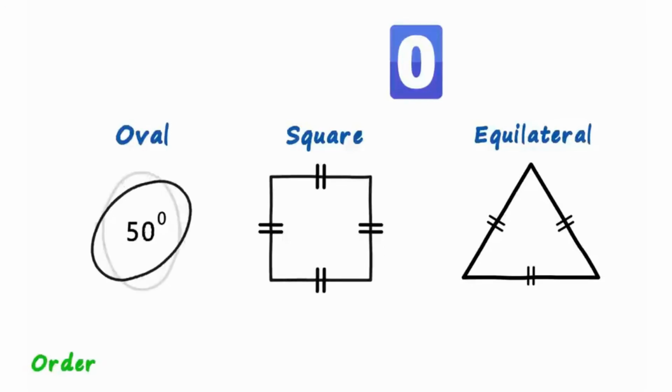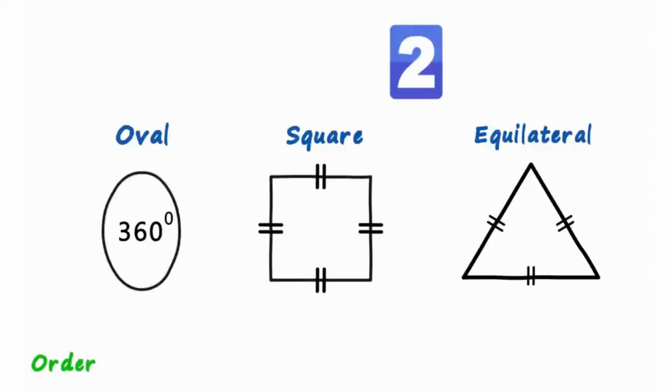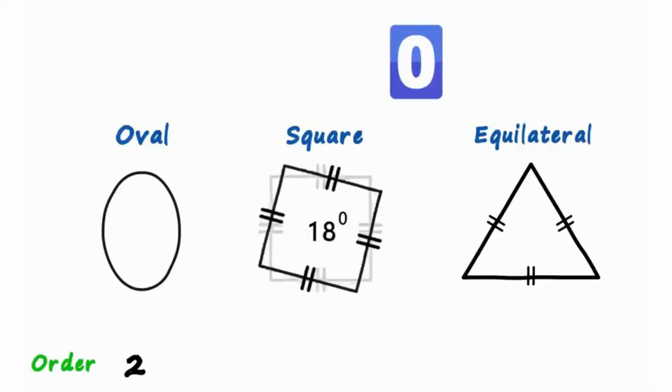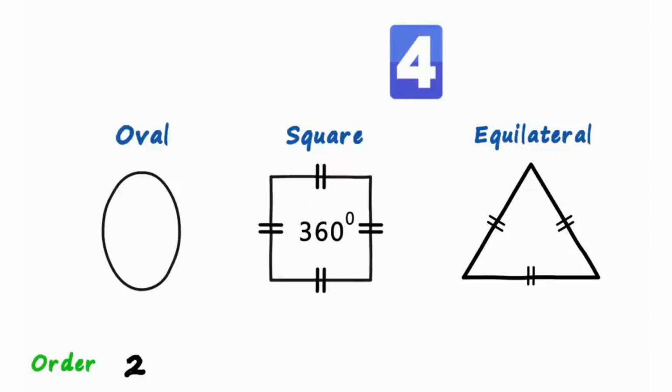Half turn, 180 degrees, and another half turn, 360 degrees. We saw that it looks like the original shape 2 times after the complete rotation. So, we say that its order of rotational symmetry is 2. Let's start rotating the square now about its center point. 90 degrees, 180 degrees, 270 degrees, and 360 degrees. So the order of rotational symmetry for a square is 4.